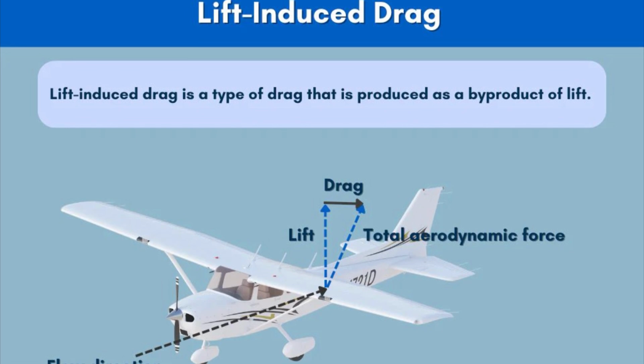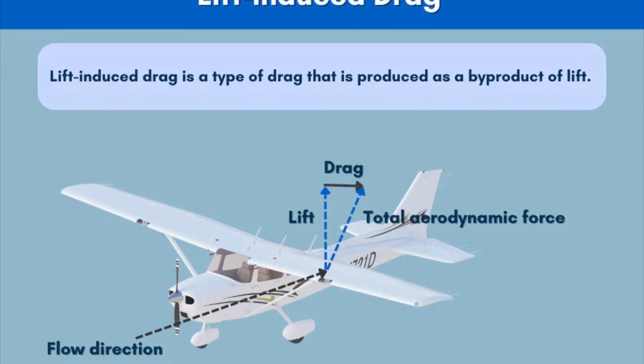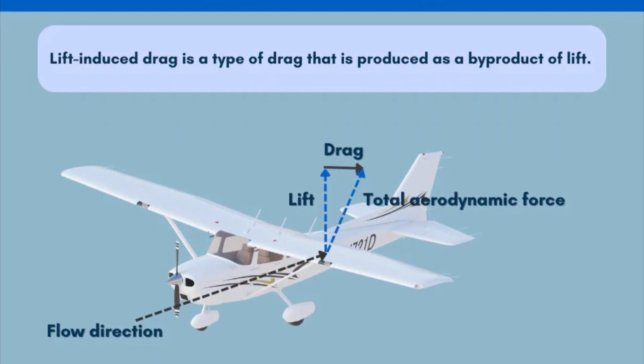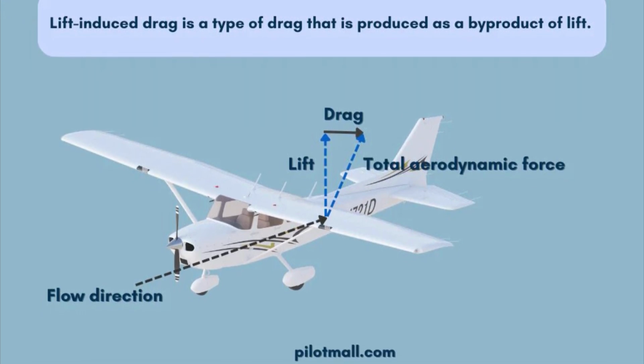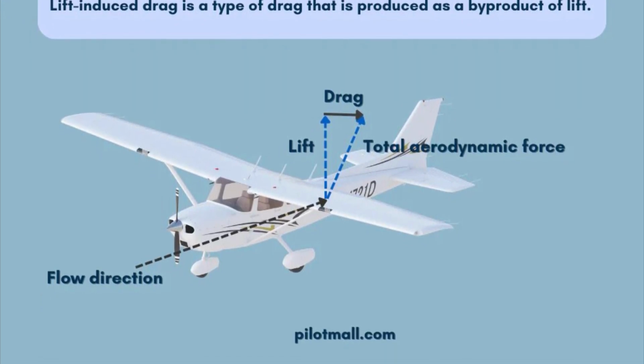Induced drag, on the other hand, is related to the lift generated by the wings and becomes more noticeable at slower speeds. When the plane generates lift, the airflow around the wings creates additional drag.